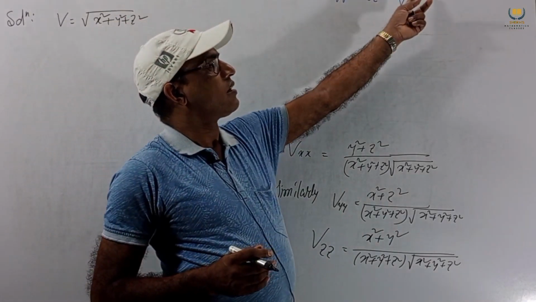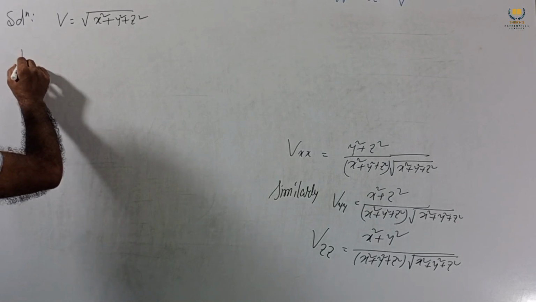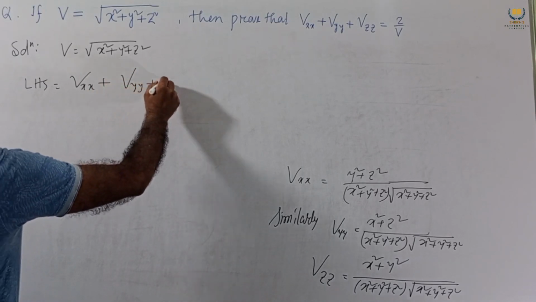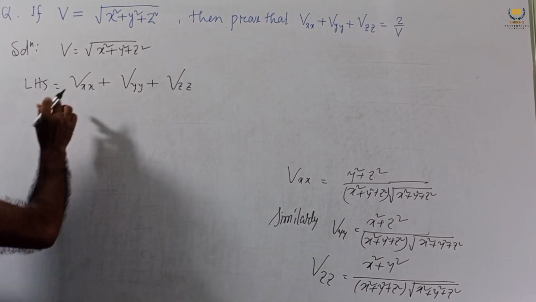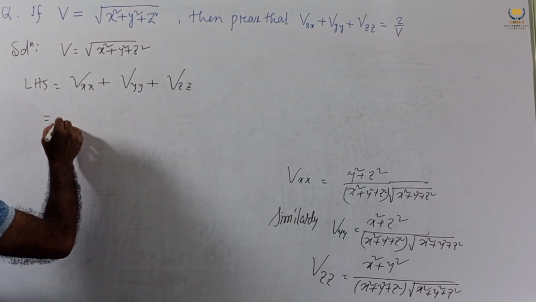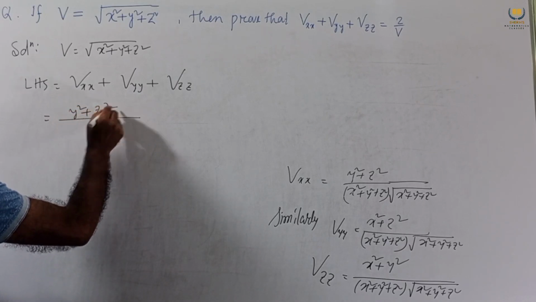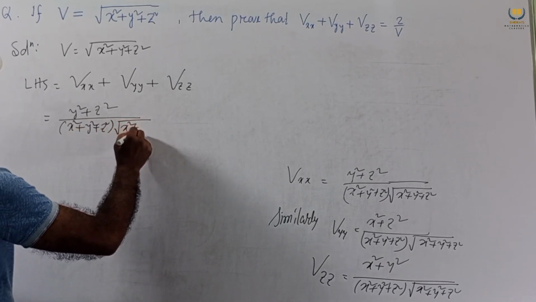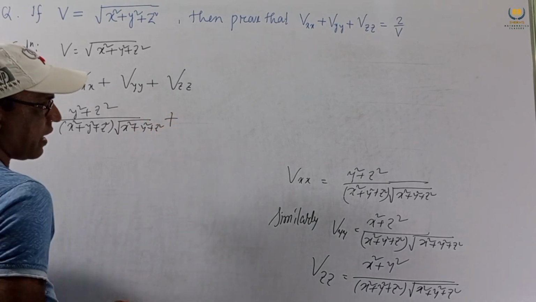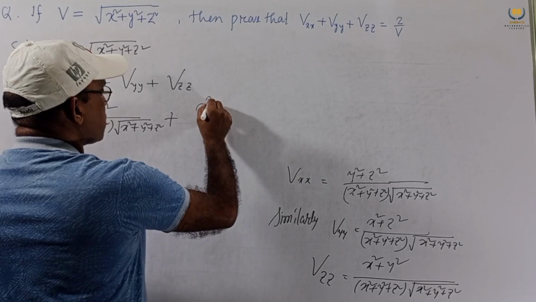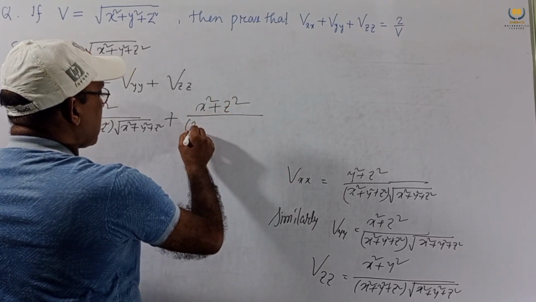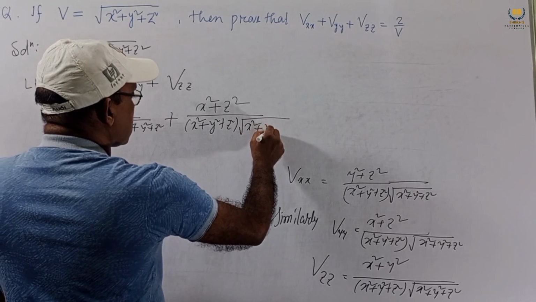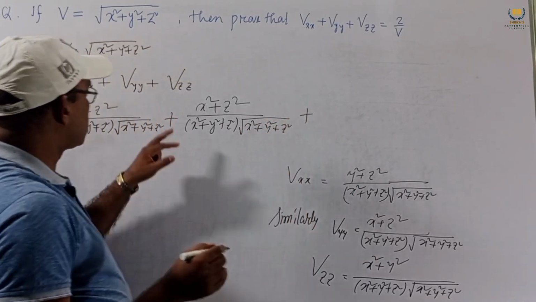Now our aim is to prove this equal to 2 by V. So taking the left hand side, in our left hand side we get Vxx, Vyy, Vzz. First we put the value of Vxx. So this will be y square plus z square by x square plus y square plus z square root over x square plus y square plus z square, and this one Vyy means x square plus z square by x square plus y square plus z square root over x square plus y square plus z square plus Vzz.